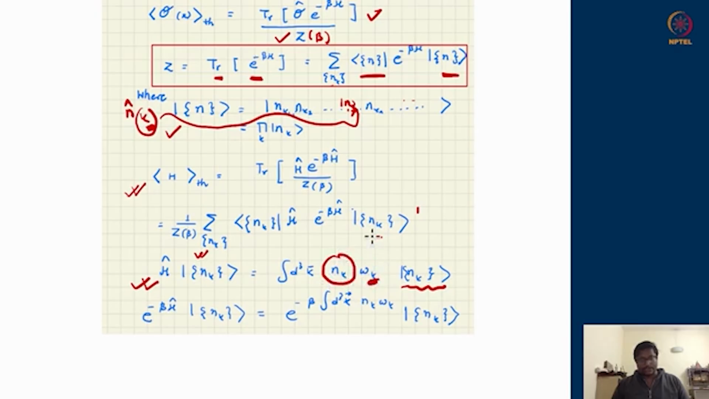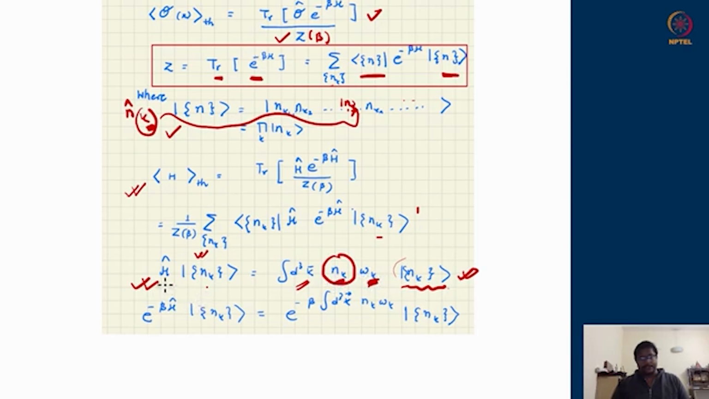And omega K is already there from the definition of the Hamiltonian. So the number operator goes and plucks out the excited number of particles in that particular mode, and then you integrate over all the modes. It is as simple as that. So the action of the Hamiltonian on this gives you back, this is an eigenstate of the Hamiltonian with this eigenvalue.